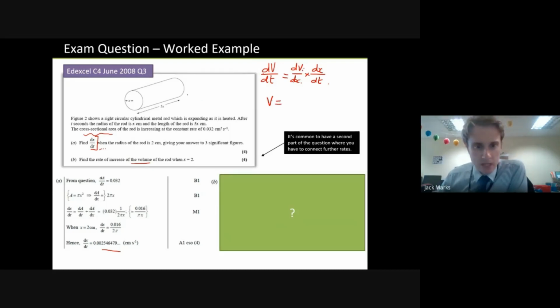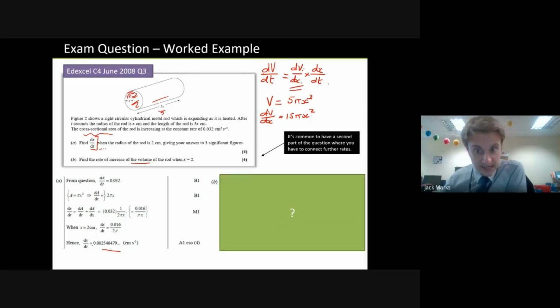Well, you might remember we talked before about it being sort of suspicious that they had a well-known object. Well, pi r squared, but instead of pi r squared, pi x squared in this case, is going to give you the area, and then multiplying by 5x is going to give you the volume. So 5 pi x cubed. If I differentiate that, that's going to give me dV over dx equals 15 pi x squared.